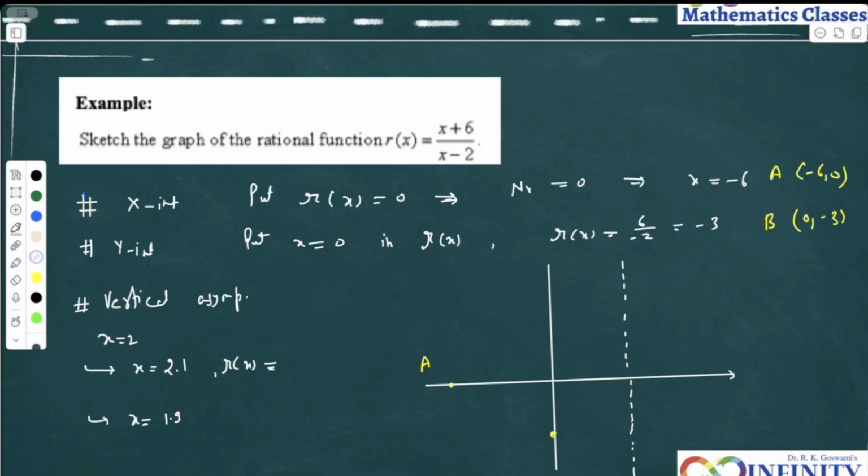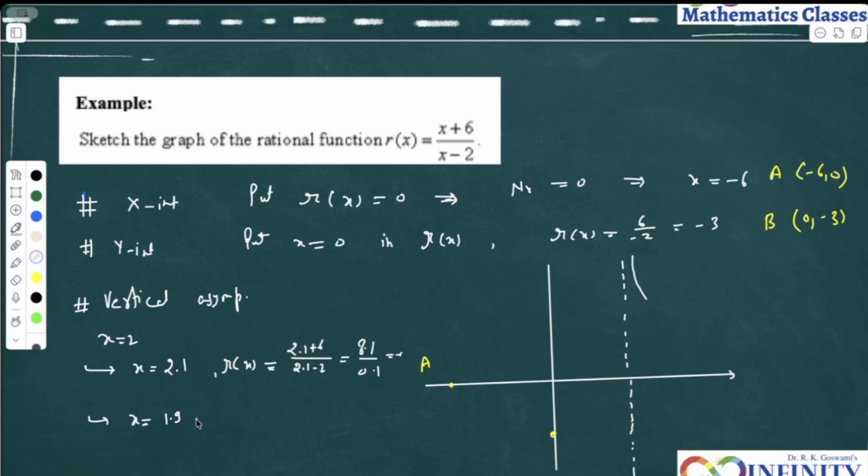It would be (2.1 plus 6) divided by (2.1 minus 2), that is 8.1 divided by 0.1, which means it is going to be positive. So I'm expecting that the graph should be somewhere here.